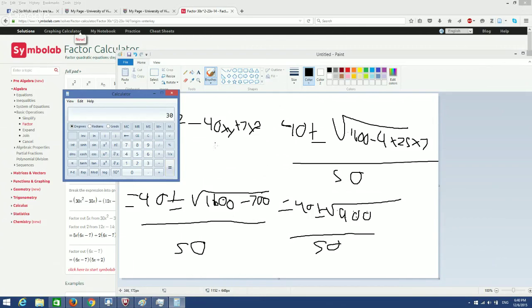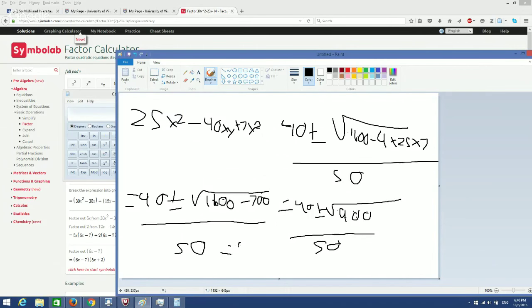Good, so it was right. Okay, so that means 40 plus minus 30, over 50. So that's going to be equals 7 over 50, comma, 70 over 50.